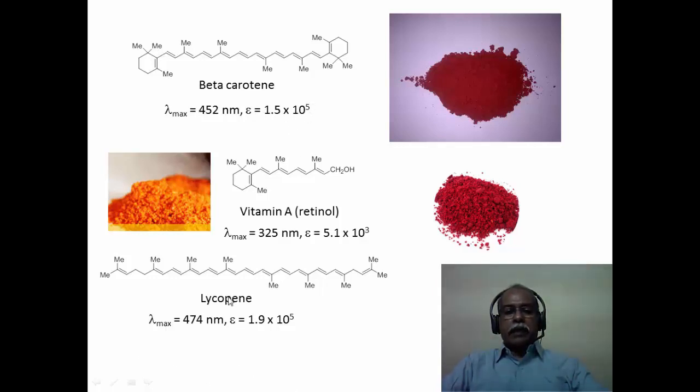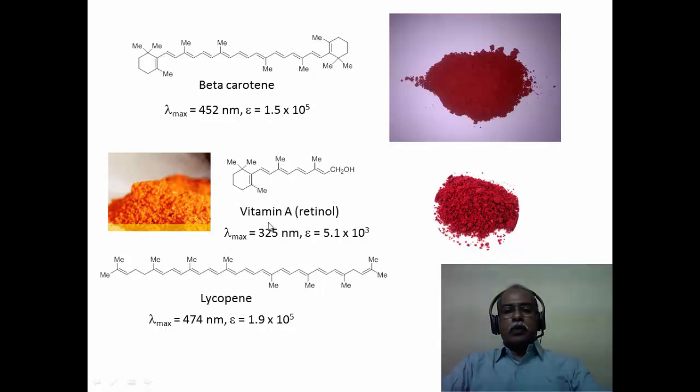Lycopene is another dye which is available in fruits like tomato, for example. The skin of tomato, the red color is due to the presence of lycopene, which is again a conjugated transoid system with 11 conjugated double bonds in conjugation with each other, and that has an absorption around 474 nanometer. This is a sample of lycopene, which is dark red in color. This is a sample of beta carotene, which is also strongly red in color. The one that has only 5 double bonds in conjugation appears as yellow.